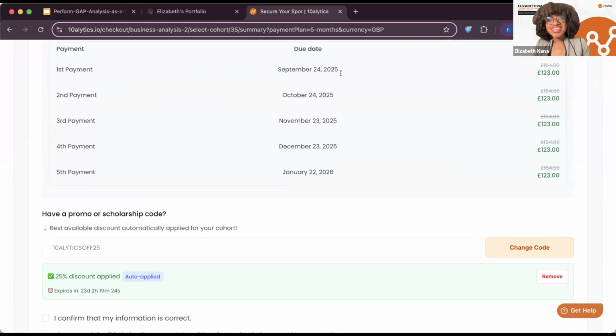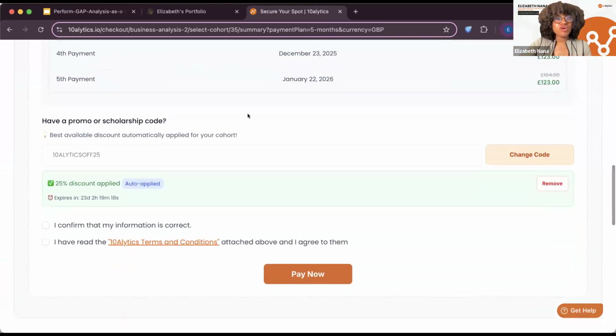Very possible that you land a job and your first salary even offsets the entire amount of money that you've paid for the program. Now, once you confirm your information on the screen, you go ahead and put in your card, and you're good to go. Just like that, you are in.